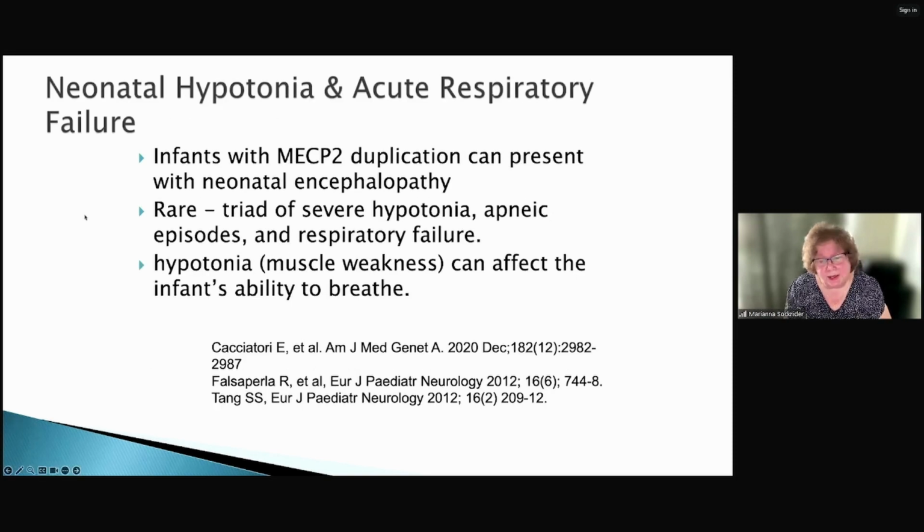There is a special circumstance that is rare but can be seen with Mecp2 duplication, and this is neonatal encephalopathy with hypotonia and acute respiratory failure. These babies will have severe muscle weakness, apnea episodes, and respiratory failure. This can affect the baby's ability to breathe, and they would need ventilator support. And even then, their prognosis is not very good.